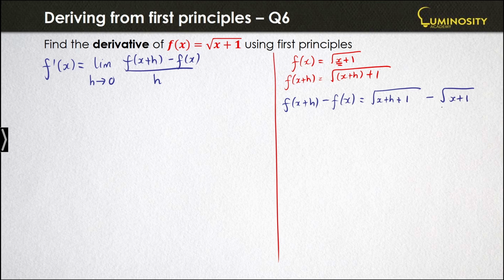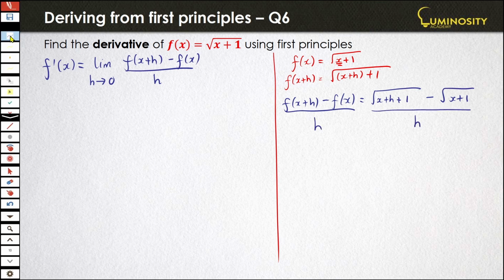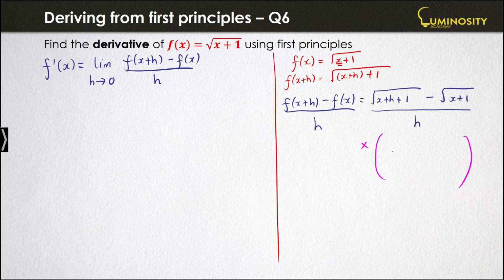So this is very similar to that square root x problem that we looked at, where we're going to use some sort of rationalizing of surds. If I divide this entire expression by h, then what is that conjugate term that I'm going to multiply? It's the square root of x plus h plus 1, then we change the sign. That's what the conjugate is for rationalizing, right? So plus the square root of x plus 1, all over the same expression, because we're multiplying by 1. That's essentially what rationalizing is doing.